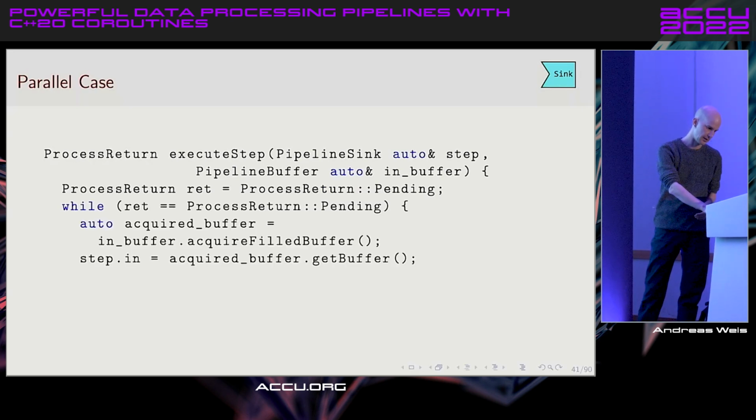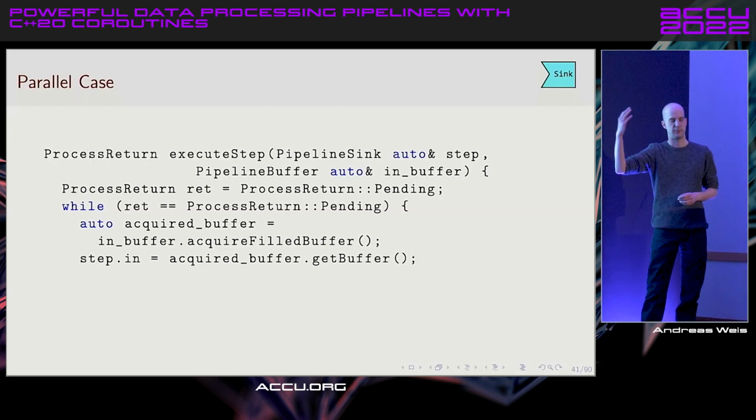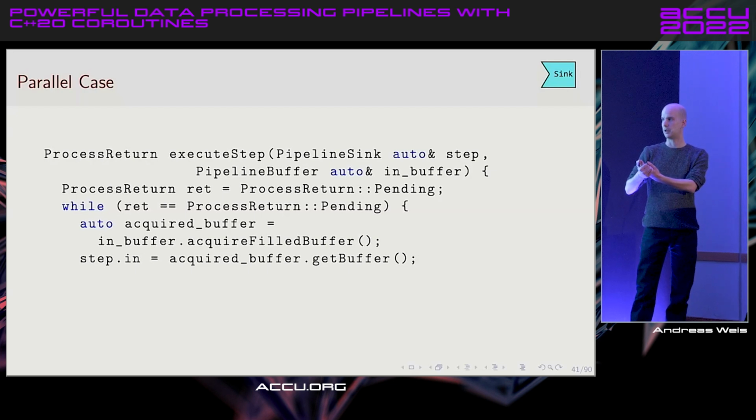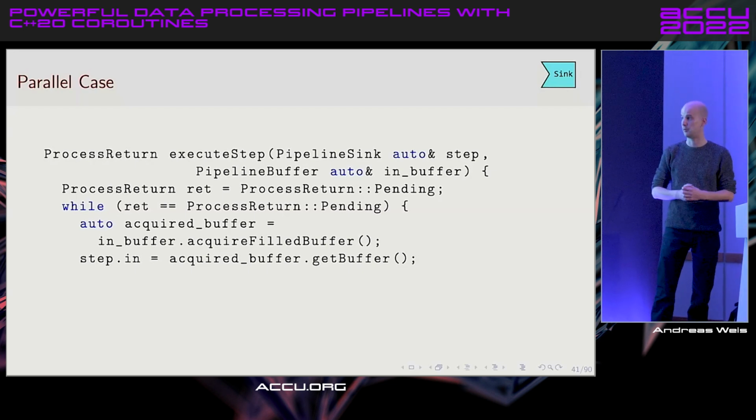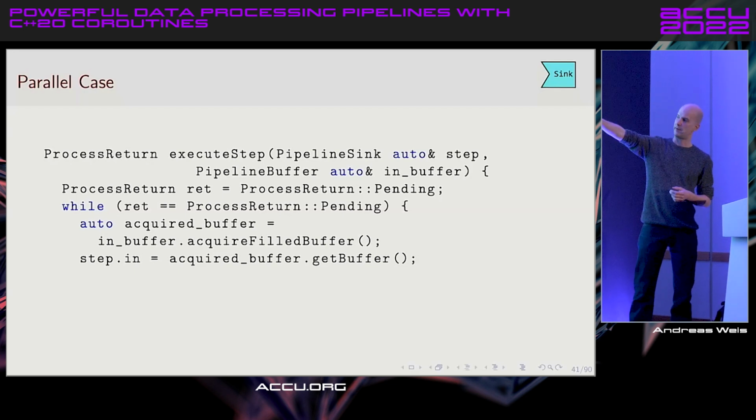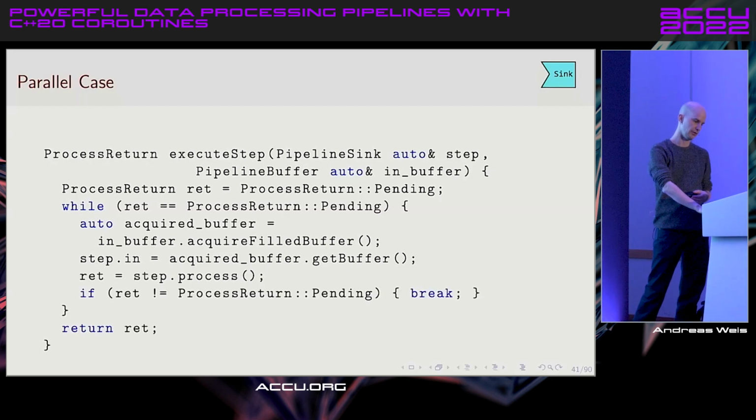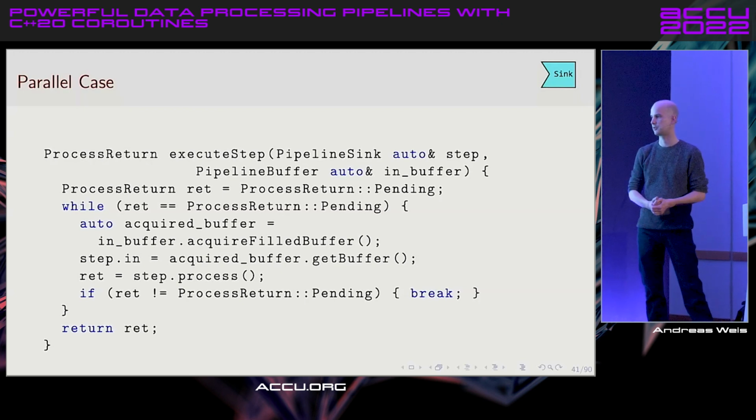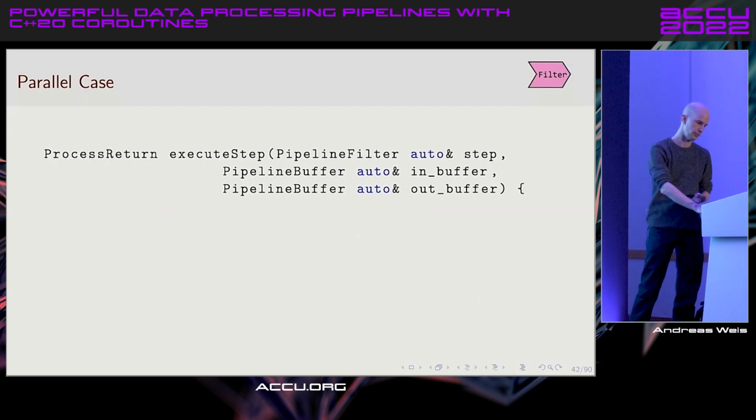So for example, if we look at the sink, same thing, a loop as long as it wants to keep going. And now the sink calls acquire filled buffer. And in the beginning, that will probably block going into the wait on the condition variable, because there is no data that has been produced yet. Then once the source has run through and committed something to the buffer, this acquire filled buffer will return, and then I can continue. I set up the input for my processing step, call the process function, and if everything went well, I just keep going. Otherwise, I break out of the loop.